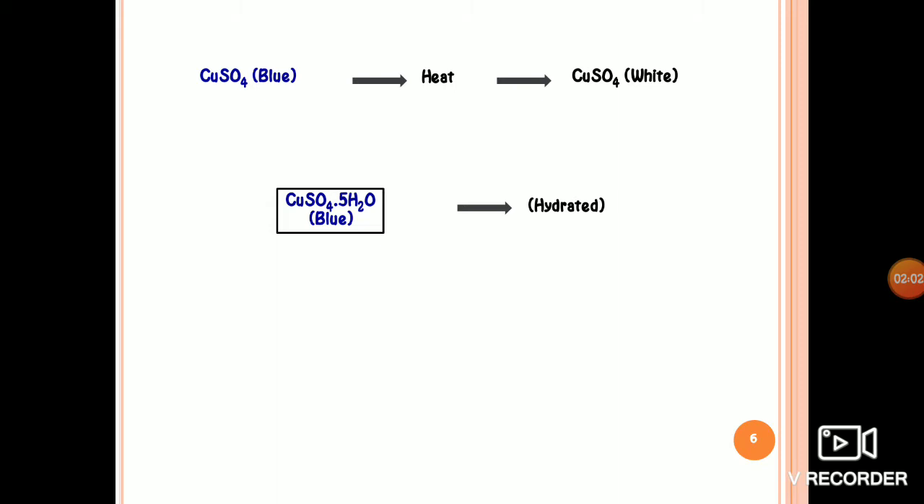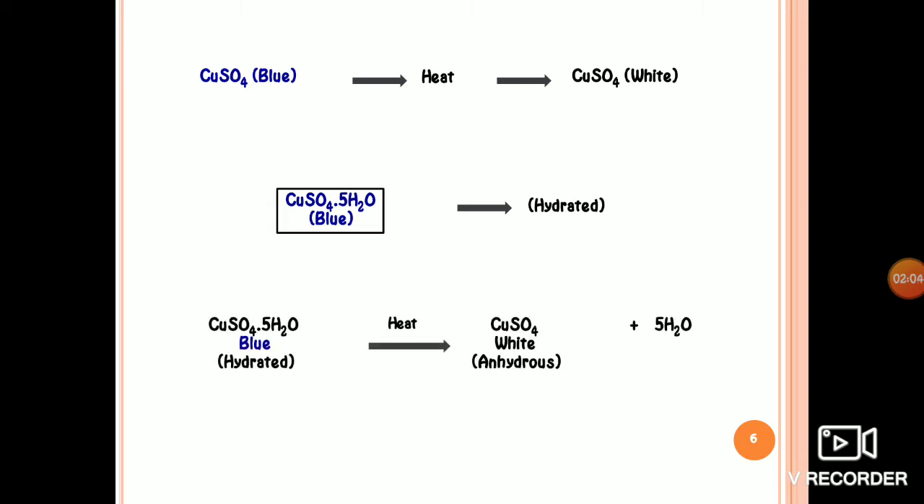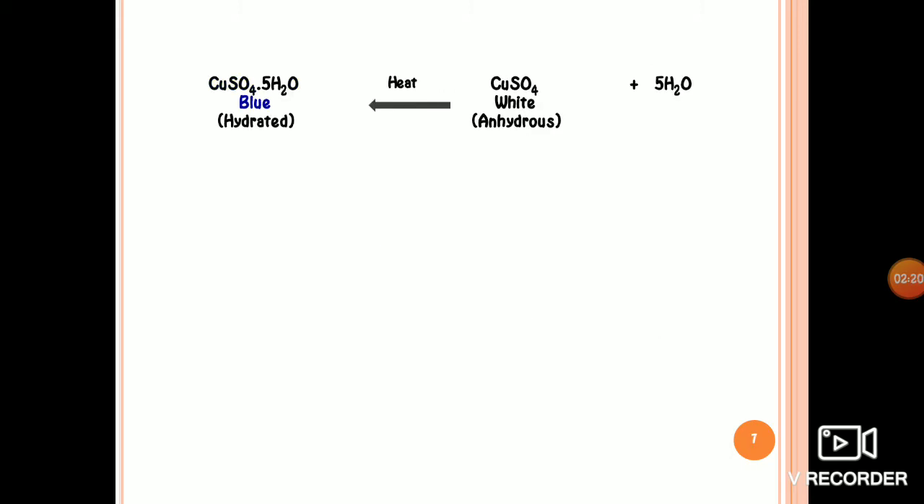So the reaction is, when blue hydrated copper sulfate is heated, it loses water molecules, leaving behind the white powder copper sulfate, which is known as anhydrous, which means water of crystallization from the crystals has been removed. Now if the reaction is reversed, we add water to anhydrous copper sulfate and cool it, it changes into blue hydrated copper sulfate crystals. So this is a reversible process, a reversible reaction, and we represent it in this way.